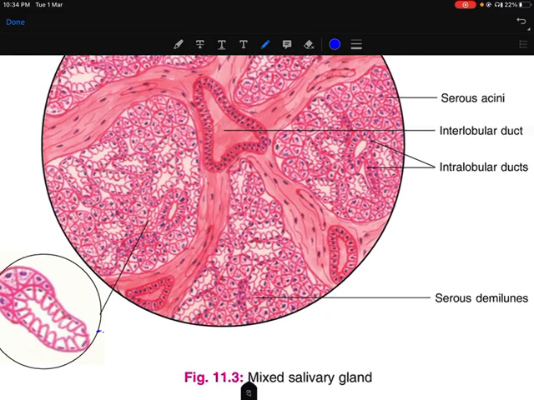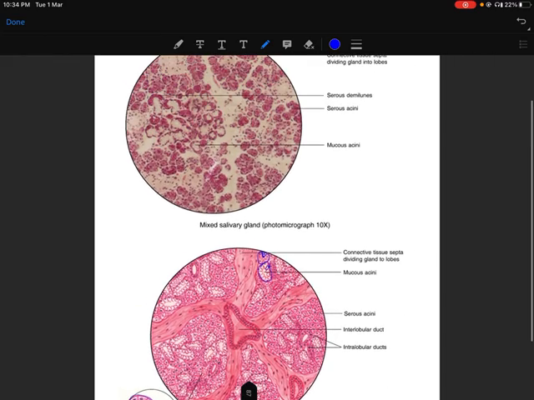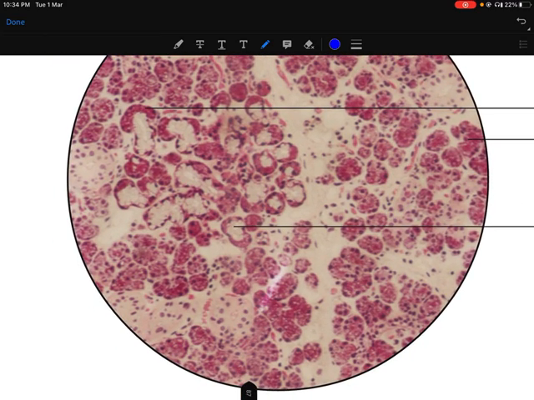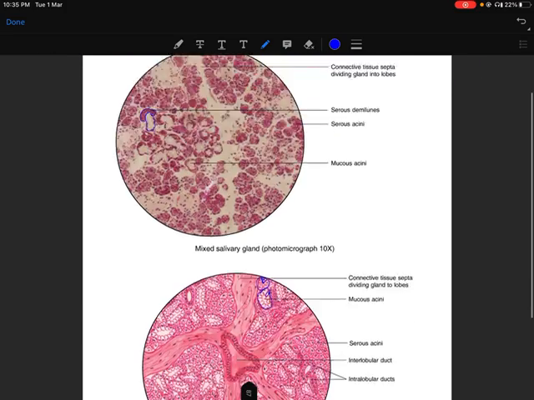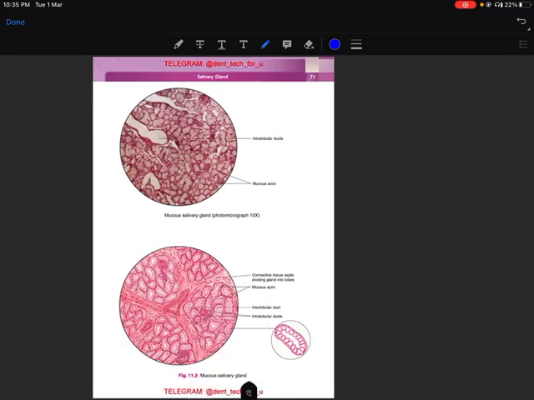This is the demilune. These are the demilunes in which this is the mucous cell, and at one end here it's the serous cell. This is known as demilune of Gianuzzi. So that is there. If you get this kind of diagram, you can clearly see the empty one, and there is like the serous cell. So it's completely visible in there. That is it for salivary glands.